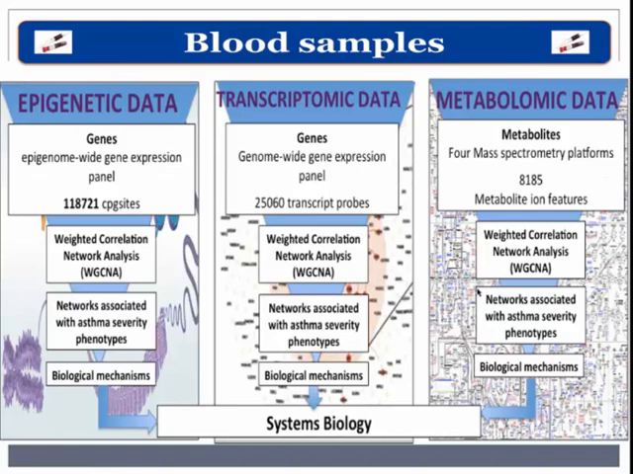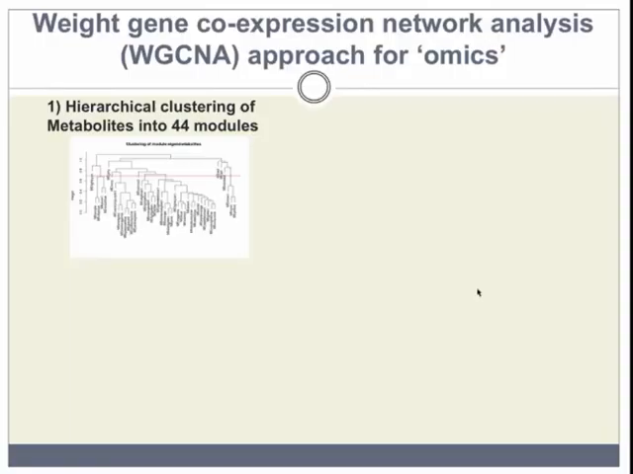The other thing I want to point out is all of the work from here on out was done in another cohort that we have, a Costa Rican cohort where we have epigenetics, transcriptomics, and metabolomic data. And this is a cohort of asthmatics in the age range of 6 to 12, with an average age of about 9. So how does this network approach work?